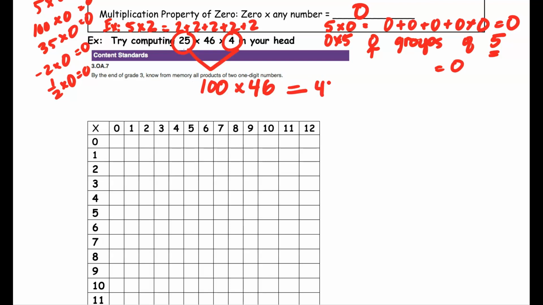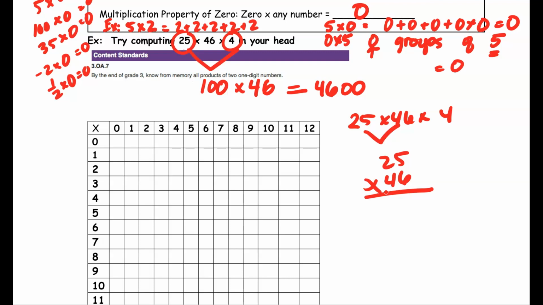46 times 1 is 46, plus those 2 zeros, you tack them on at the end. So much easier than if I had done these and actually worked that out using lattice or the standard algorithm. It would have taken a while, and then I'd have to do another problem times 4 at the end, and I'd end up with the same answer. So we're going to talk a little bit more on this next page here with mental calculations.